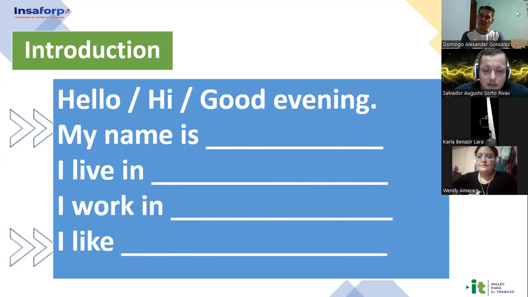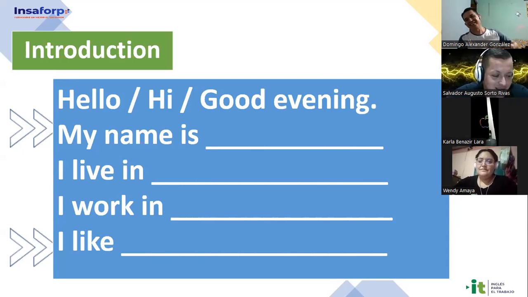Okay, mister. My name is Salvador Sorto Rivas, but you can call me Chamba. Chamba, I know. I live in San Salvador. I work in Tigo. Oh, nice. I like to run early in the morning. In my free time, I watch movies. My favorite movie is Forrest Gump. Oh, I can't believe it. No, wait. This is also my favorite movie of all time because it's a combination of the history of the United States and music. My goodness, it's the best.